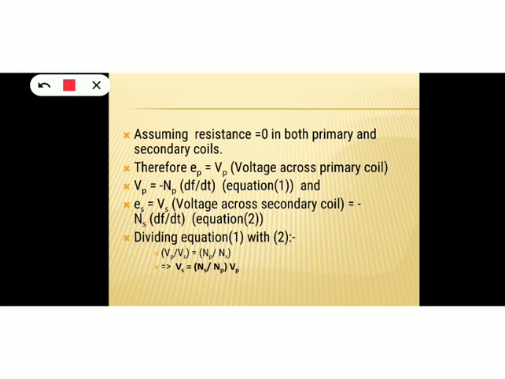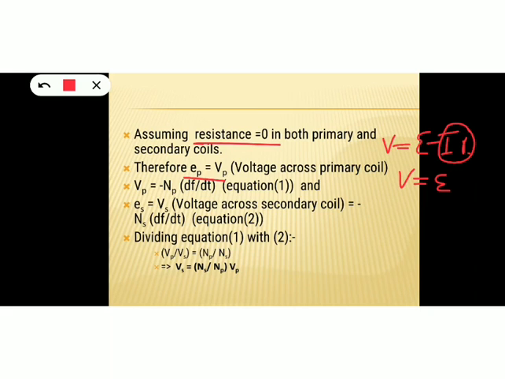Because we know that terminal voltage V is equal to EMF minus IR. So if resistance is 0, then this term will be 0. Then the terminal voltage is equal to the EMF E itself. So assuming resistance equal to 0 in both primary and secondary coils, the EMF induced in the primary coil is equal to the voltage across the primary coil.